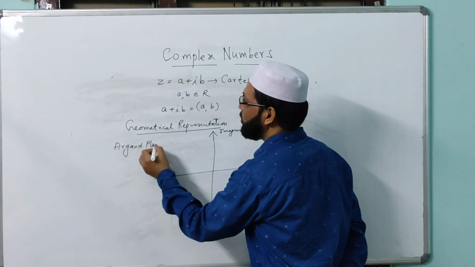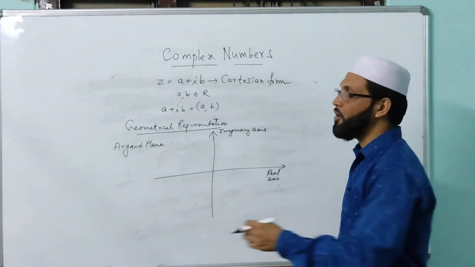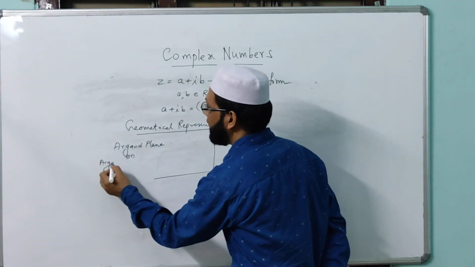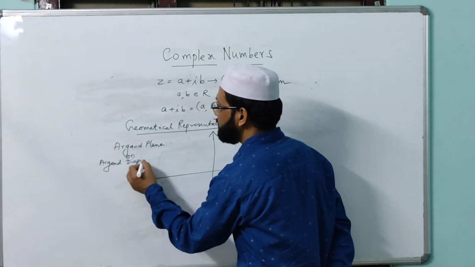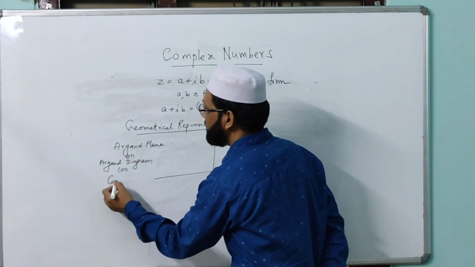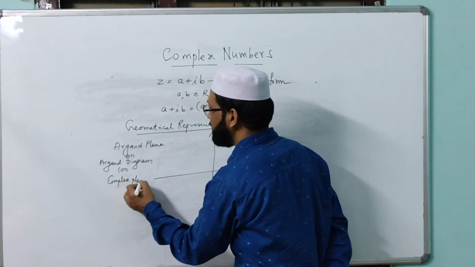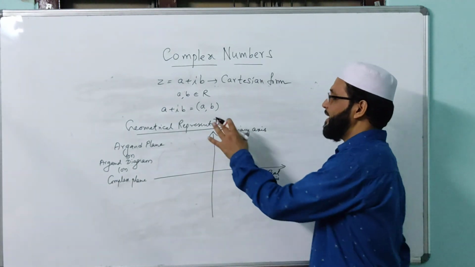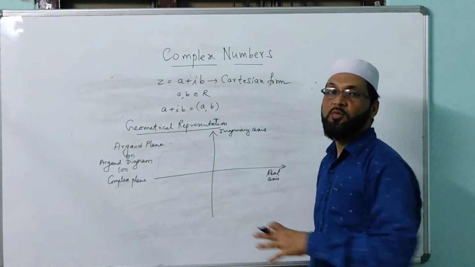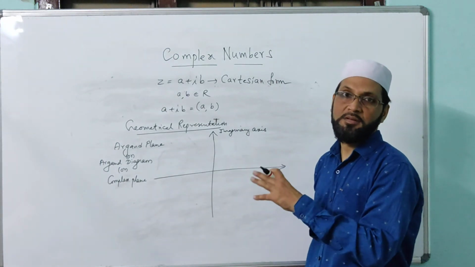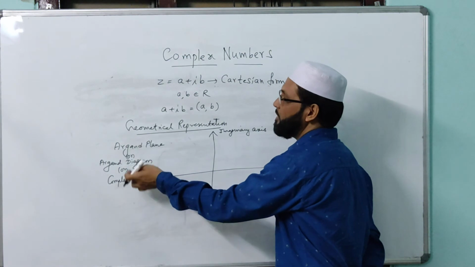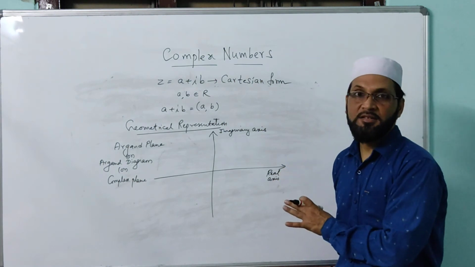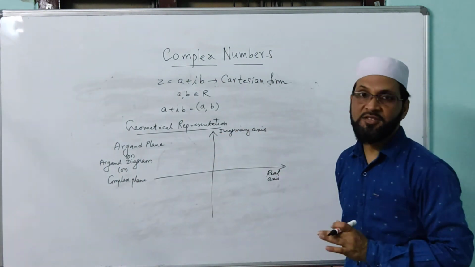The plane where the complex numbers are represented is called an Argand plane, or we can also call it an Argand diagram, or simply a complex plane. Where coordinates are represented we call it a coordinate plane, but the plane where we represent complex numbers is called an Argand plane, Argand diagram or complex plane. So this x-axis will be the real axis here, and this y-axis we write as the imaginary axis.